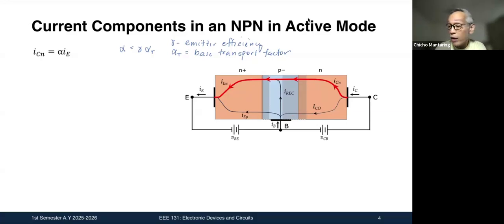So your total collector current is going to be ICN plus ICO, no? That's applying KCL at this point. So that is alpha IE plus ICO. Now, if you treat this as a supernode, the current leaving the transistor, IE, will be equal to the currents entering the transistor, which is IB plus IC. So we substitute that into this, and then finally, this is your expression for IC.